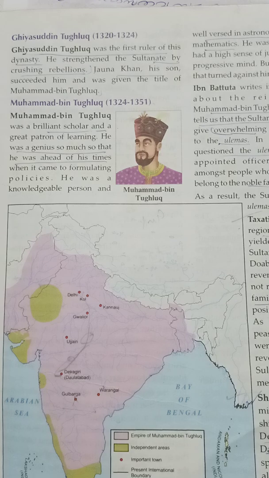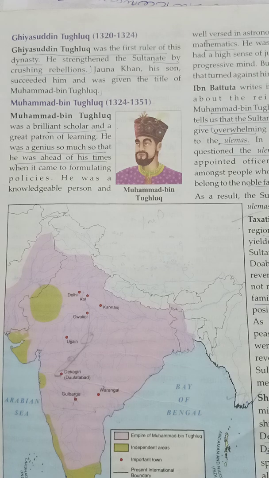Okay, the first one is the cultivation tax, also known as kharaj. They had to give 50% of the production to the Sultan. Then the house tax and the cattle tax were also imposed by the Sultan.